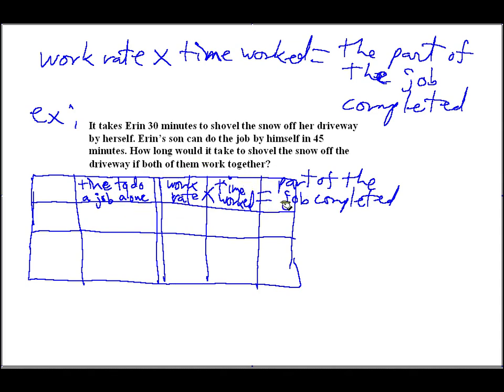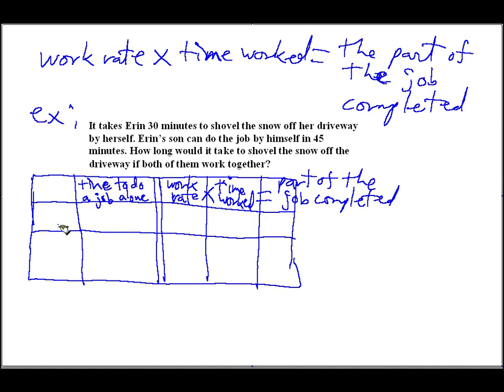To figure out the last column is not too difficult, because it's a product of the previous two columns. So work rate times time worked is equal to the part of the job that's completed. The only thing different from the book that I throw in is this column here: the time it takes a person to do a job all by himself or herself.